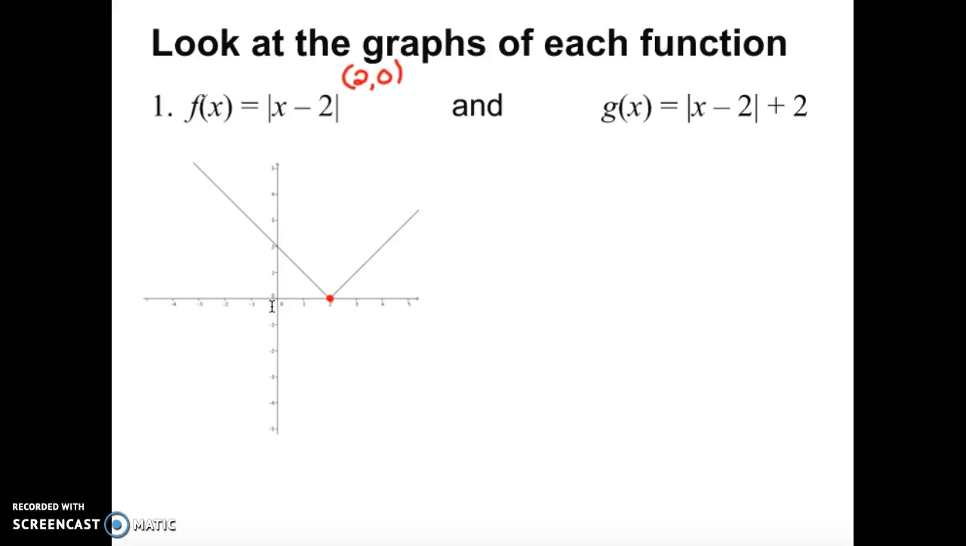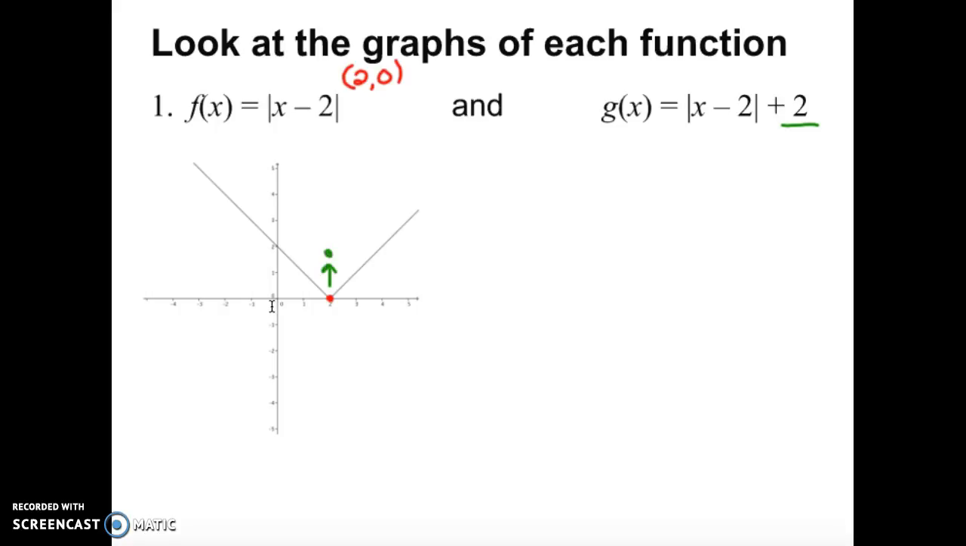Over on this graph, the only thing that's different, you still got the x minus 2 part, but you have a plus 2 at the end. When you have a number that's added or subtracted all the way at the end of a function, it's going to shift the graph up or down. If it's positive, it moves the graph up. If it's negative, it would move the graph down. So by adding 2, this first graph should be shifted so the vertex moves up 2.